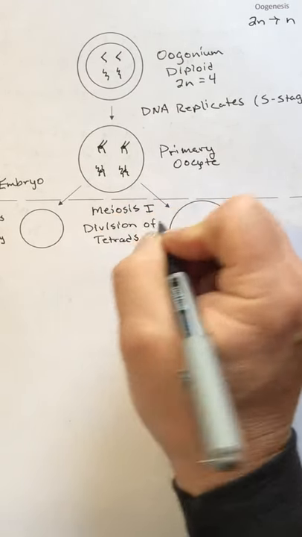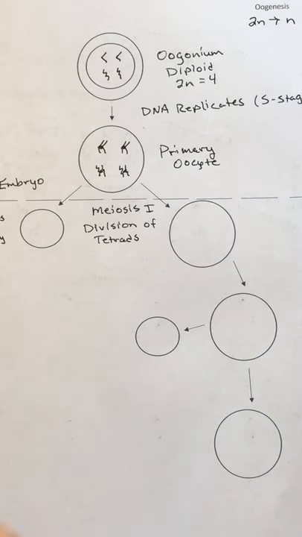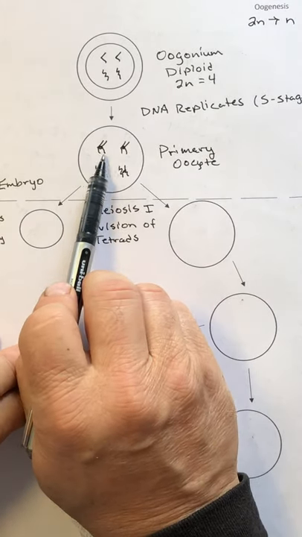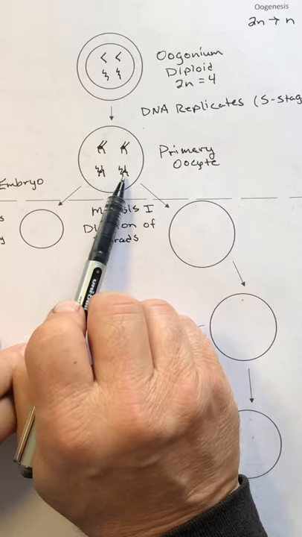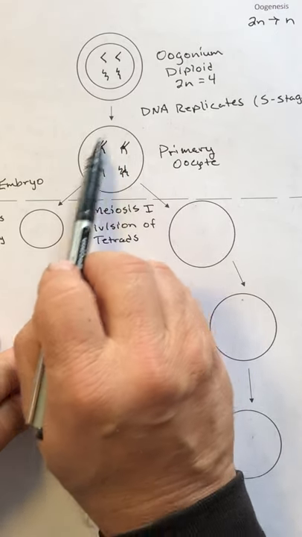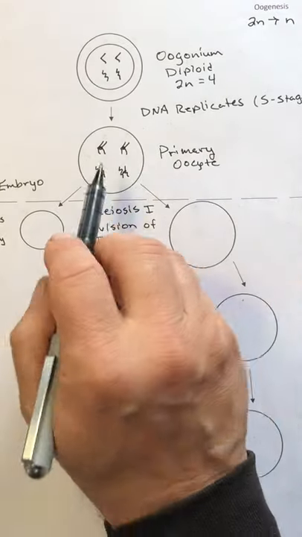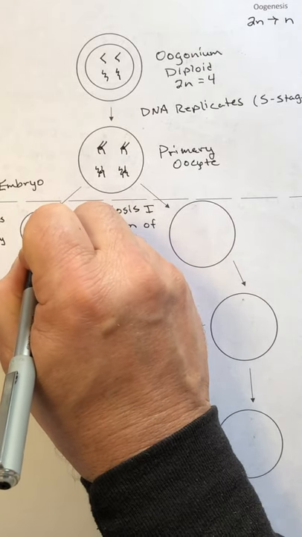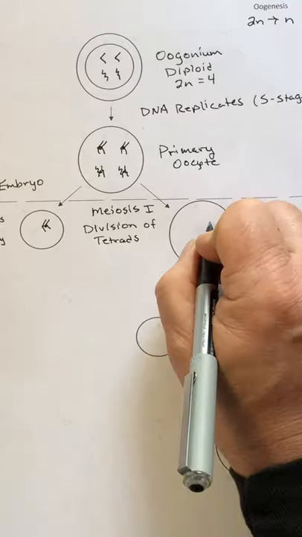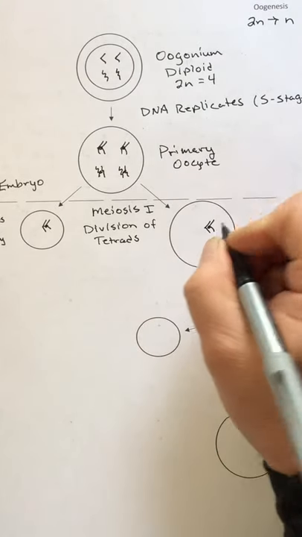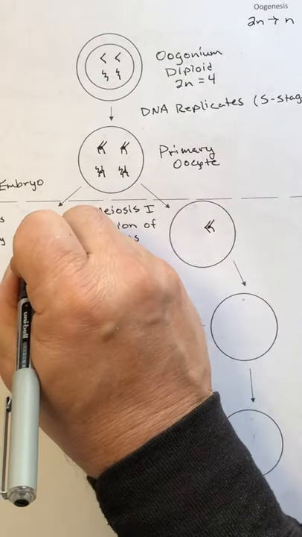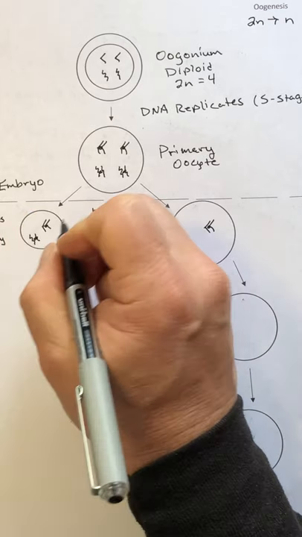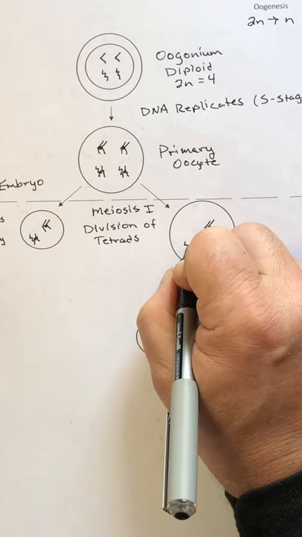Similar to what we saw in meiosis in the male. And so remember, this is a dyad, this is a dyad, this is a dyad, this is a dyad. Together, those two dyads are a tetrad. So one of the dyads will come to this structure. This dyad will come to this structure. And then this tetrad will also separate.